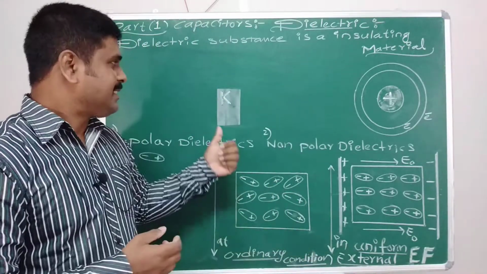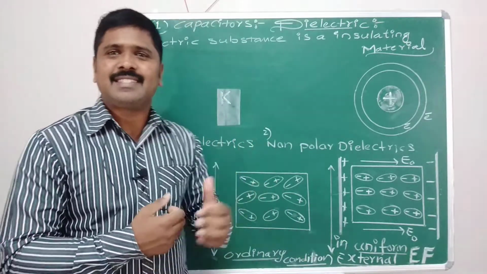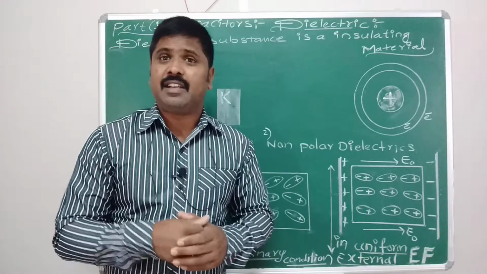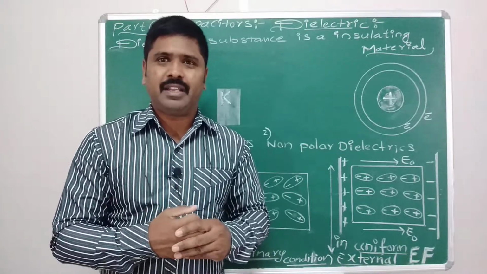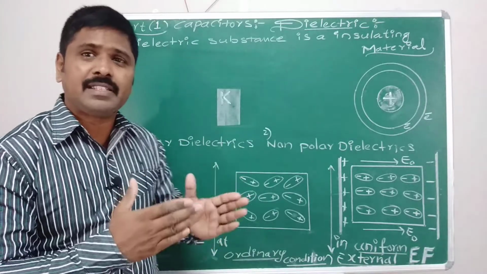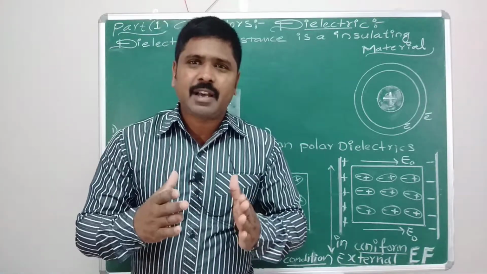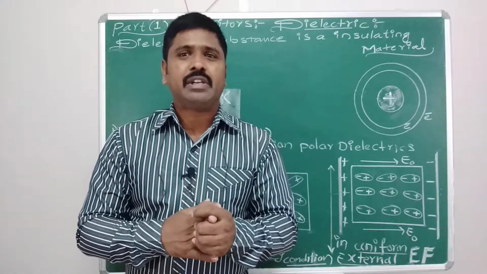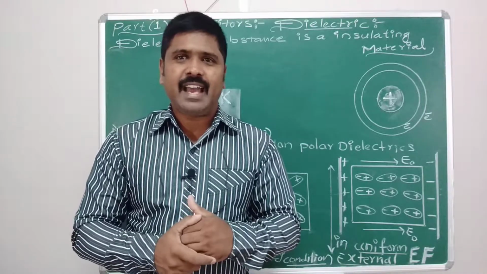Now, the dielectric substance. K is the dielectric constant. It is a very useful concept in capacitors, and dielectrics can also be arranged between the plates of the capacitor in series combination and parallel combination. So it has many applications.